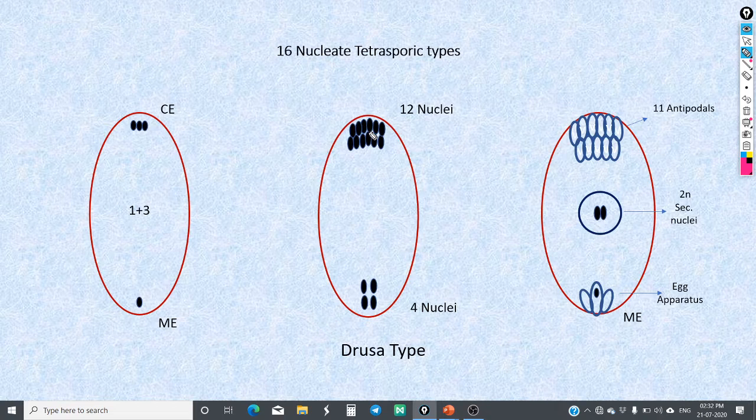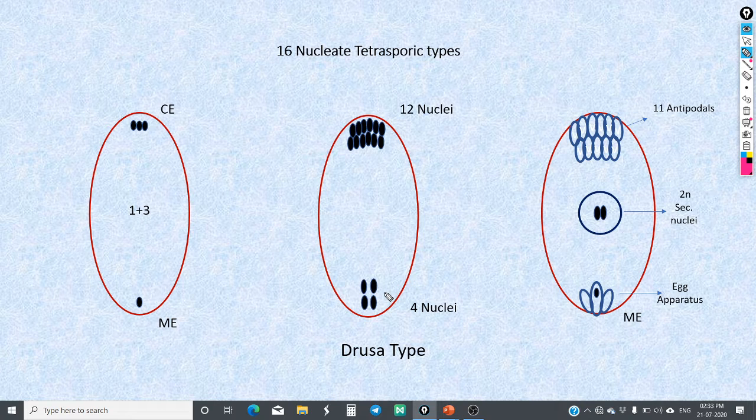First mitotic division results in the formation of two nuclei from one at the micropylar end, and six nuclei at the chalazal end from three nuclei. So these six again undergo one more mitotic division, resulting in the formation of 12 nuclei. And here the two undergo one more mitotic division, resulting in the four nuclei at the micropylar end.